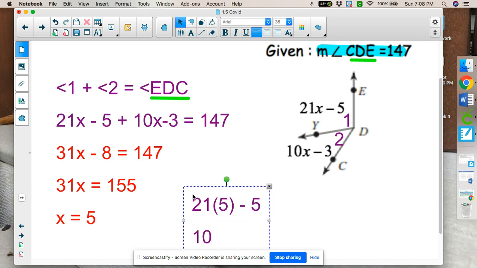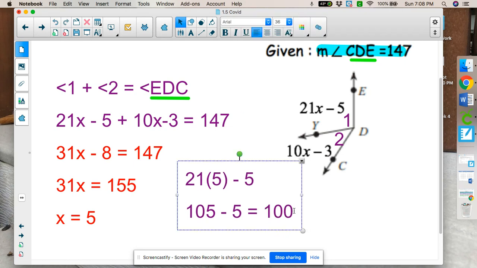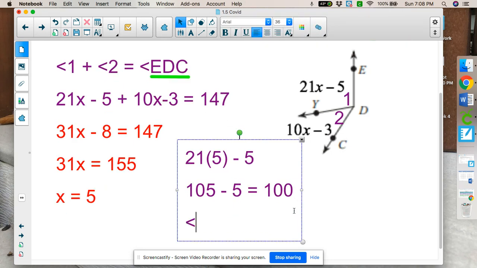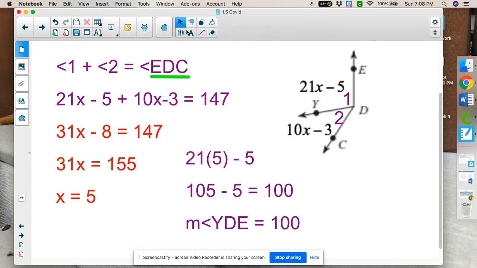So 21 times 5 is 105. 105 minus 5 equals 100. So that must mean angle YDE, the measure of angle YDE, equals 100 degrees. And we'll put that little circle above there.